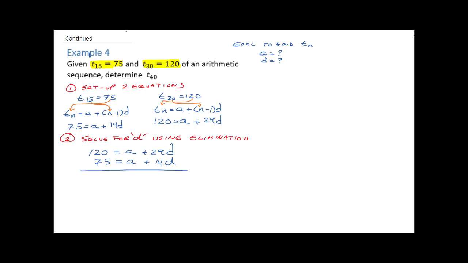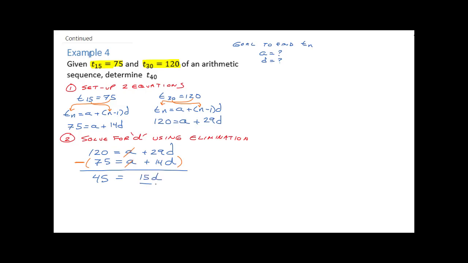Because look, when I take the top equation and subtract the bottom equation, the A's are going to cancel out. So 120 minus 75 is 45, right? A minus A is 0, so it's gone. 29 minus 14 gives me 15D.